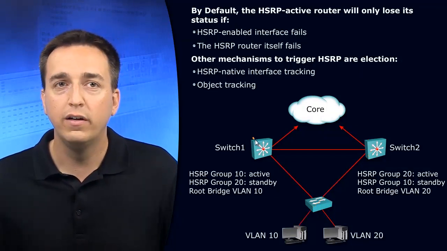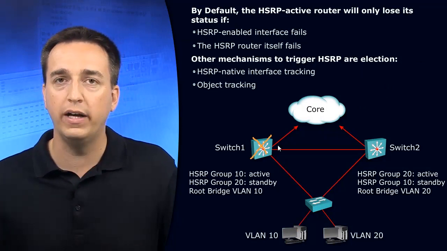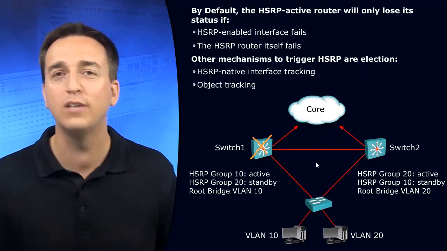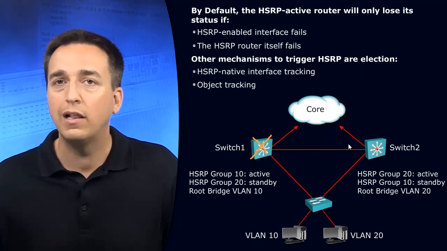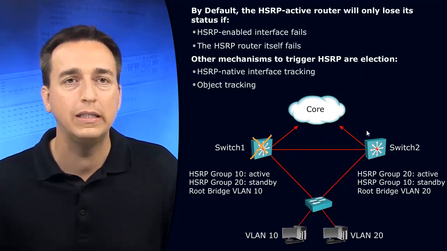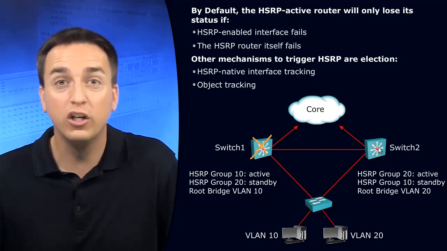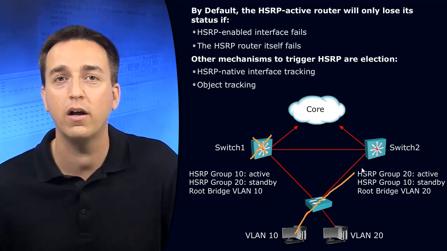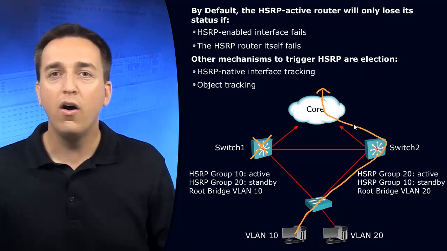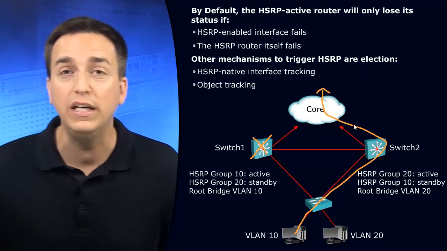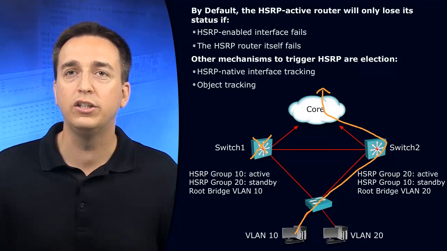What if the entire switch fails? Kaboom! It goes up in smoke. It gets rebooted. Well, then the hello packet ceases to exist between switch 1 and switch 2. Switch 2 takes over as the active forwarder, and traffic flows this way. Perfect! I am happy with all of these scenarios. Everything is good so far.